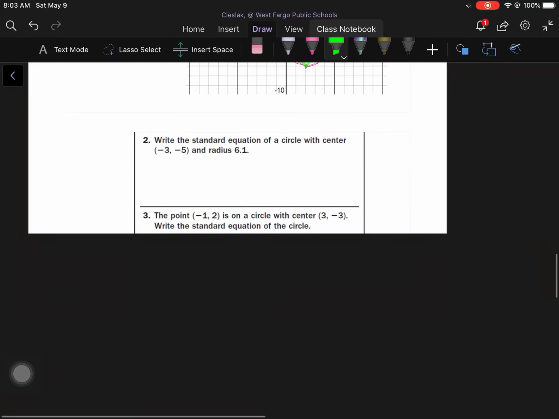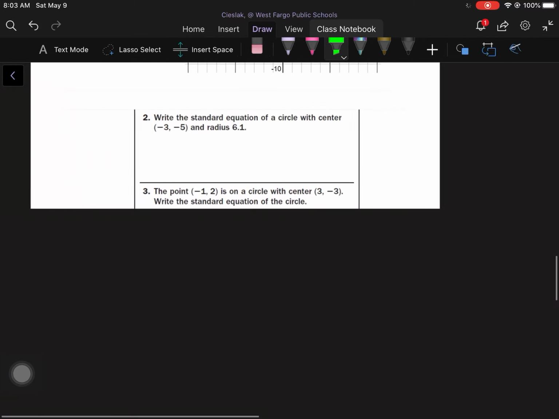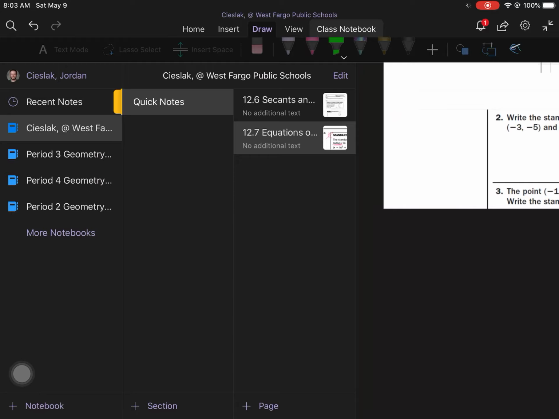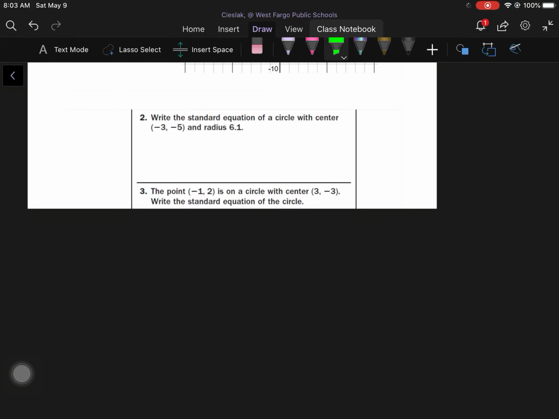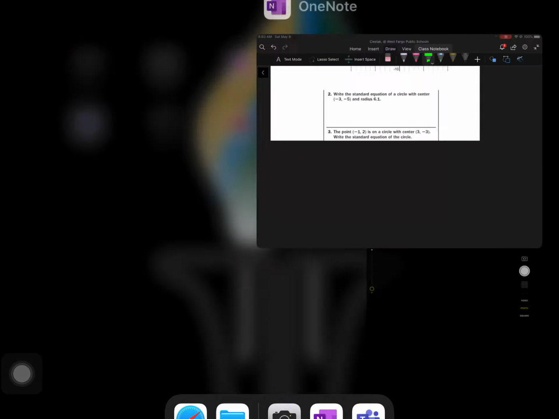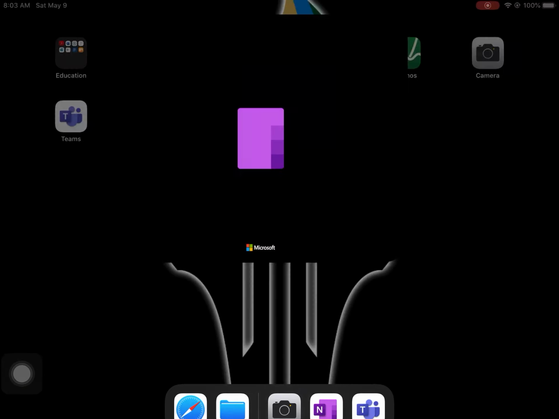What do we got here? Oh no, my OneNote's not loaded. Okay, let's try and cut this off here. So you guys have, I think, 3 more examples on that page. I'm going to try and load this here. Let's see if it works.